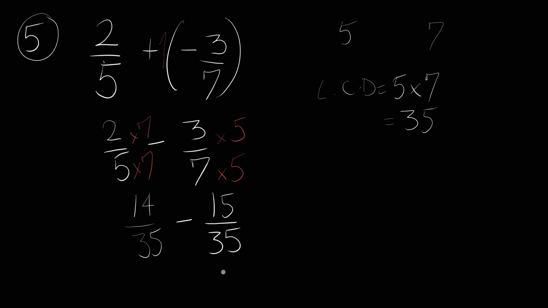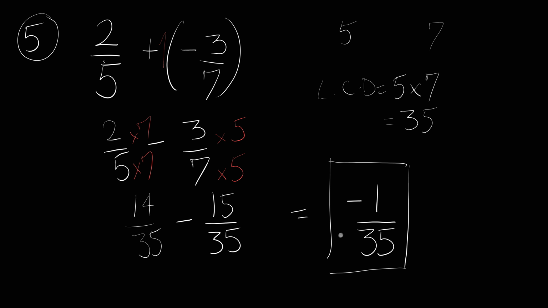So I'm running out of space here, so I'm just going to do this on the side. 14 and negative 15 will become negative 1, right, over 35. You keep your same denominator, and obviously here we cannot simplify any further, so your final answer should be negative 1 over 35. Let's move on to problem number 6.